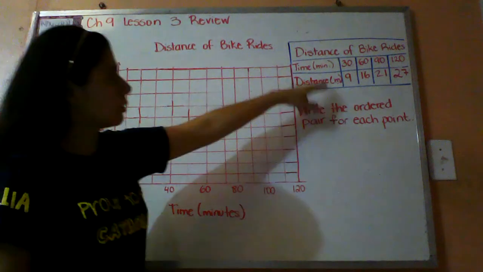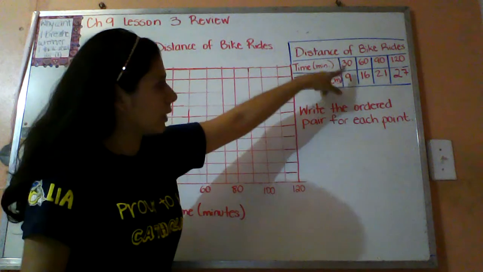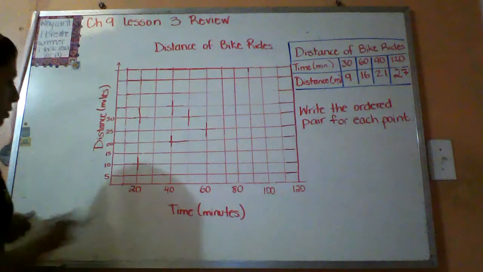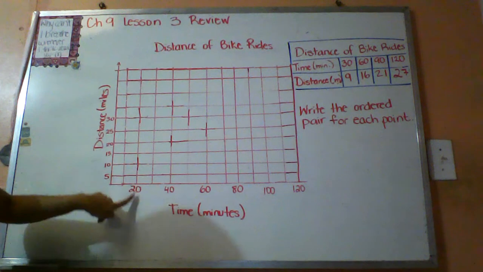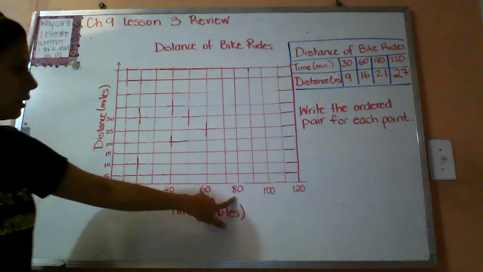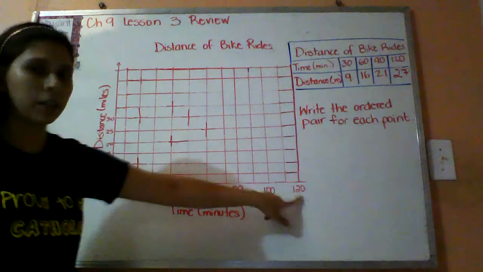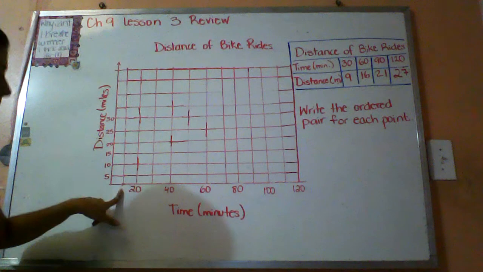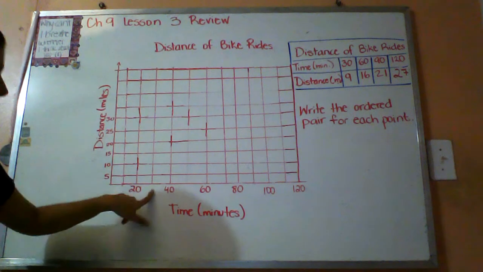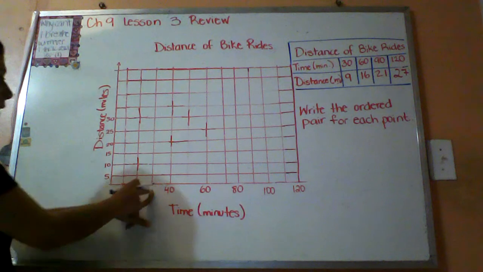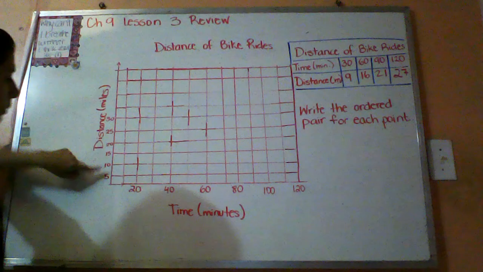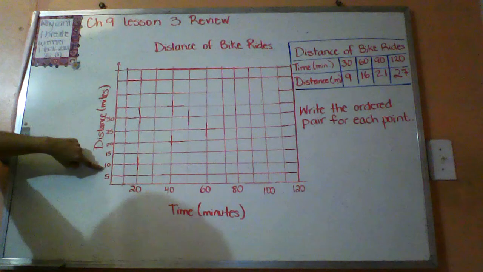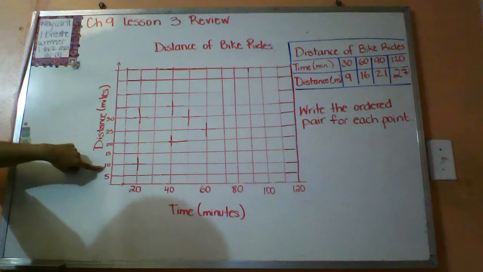The next step would be to plot the ordered pairs. So the first one is 30, 9. So I'll look for 30. Since this chart is going by 20, 40, 60, 80, 100 minutes, I have to assume that each one of these lines is 10 minutes. 10, 20, 30 minutes, and then I have to look for 9. But I have a problem because it's going by 5s. So I have to more or less calculate where 9 would be.